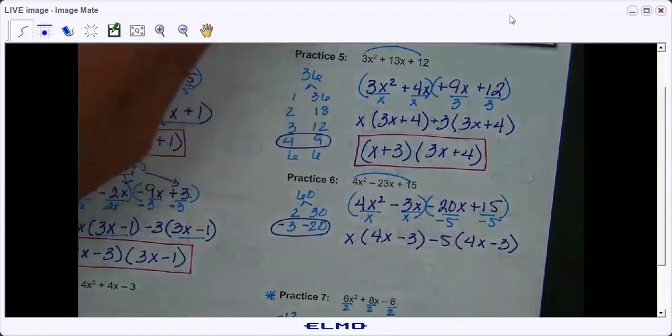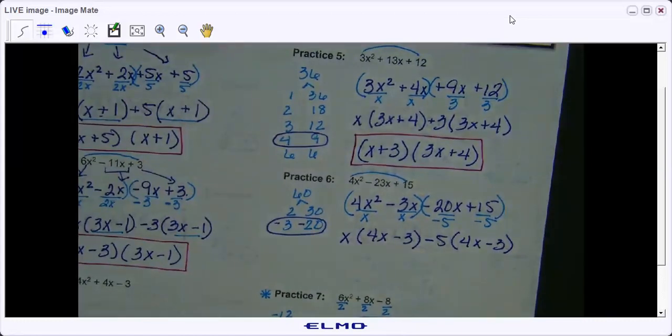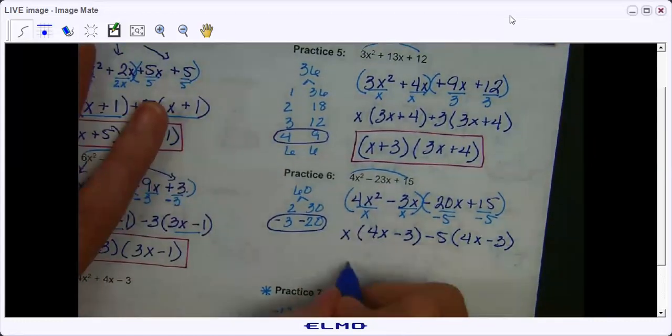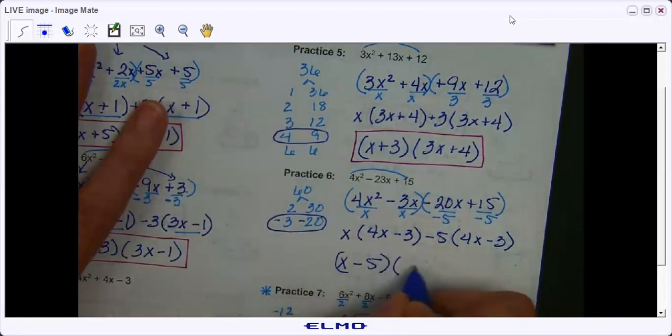Okay, and those two are the same. So we factored out correctly. So now let's put this together. We have x minus 5 times 4x minus 3.